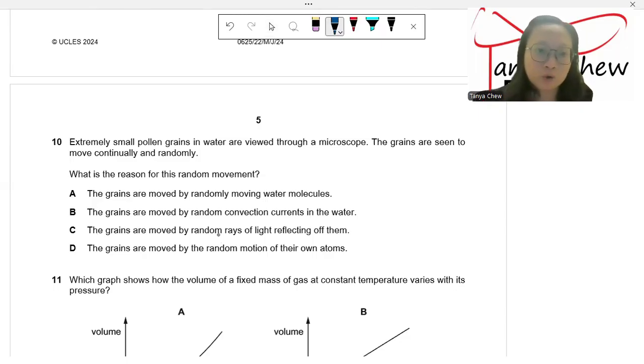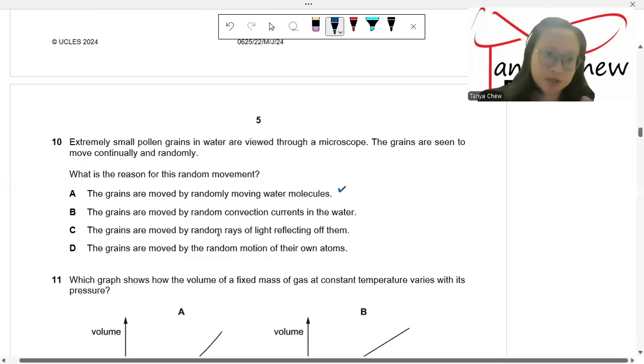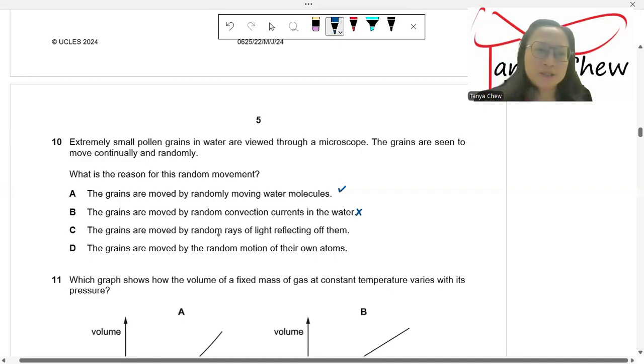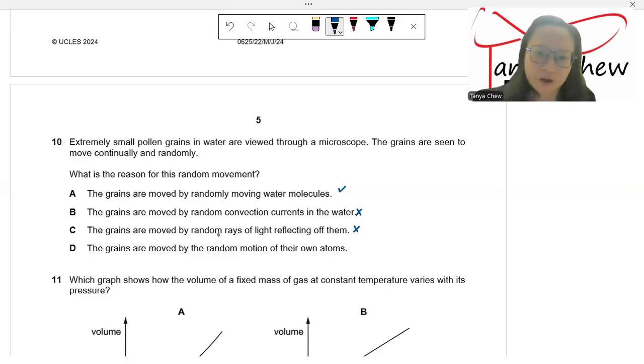Let us look at A. The grains are moved by randomly moving water molecules. Sounds correct, but I'll look at B, C, and D first. B, the grains are moved by random convection currents in the water. No. C, the grains are moved by random rays. Nothing to do with the ray of light. This is water. D, the grains are moved by random motion of their own atoms.